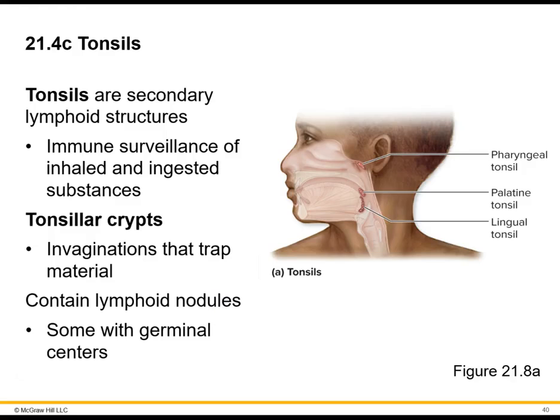All right, let's talk a little bit about tonsils. Tonsils are secondary lymphoid structures. They're involved in immune surveillance of inhaled and ingested substances. They have tonsillar crypts. These are invaginations in the tonsils that trap material. And they contain lymphoid nodules, some of which have germinal centers. And you can see we have pharyngeal tonsils, we have palatine tonsils, and we have lingual tonsils.